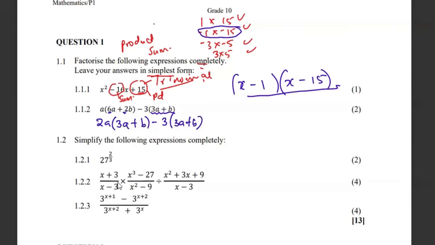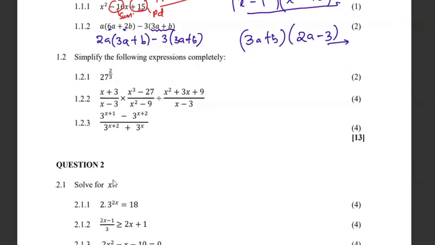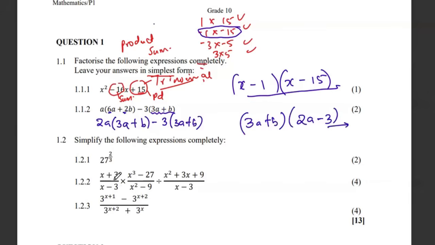So let's take out that same bracket, which is (3a + b)(2a - 3). And then that becomes our answer as well. And then 1.2, simplify. Now there's a difference between factorizing and then simplifying.